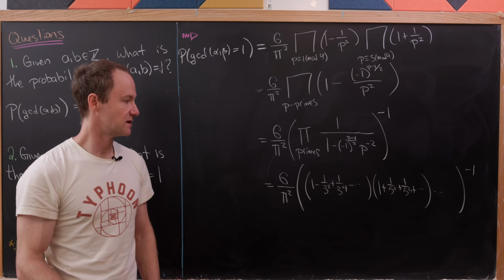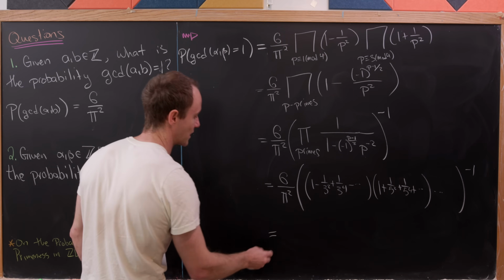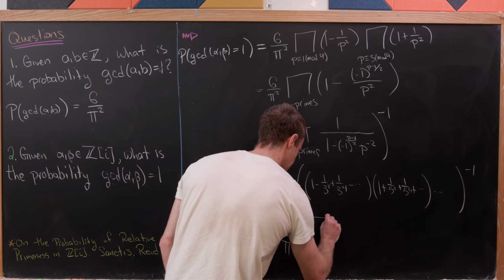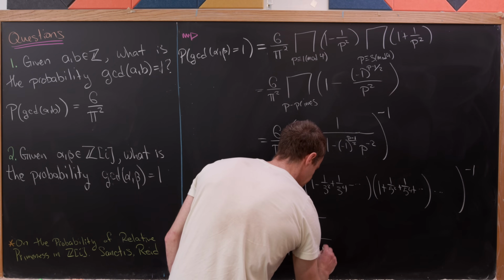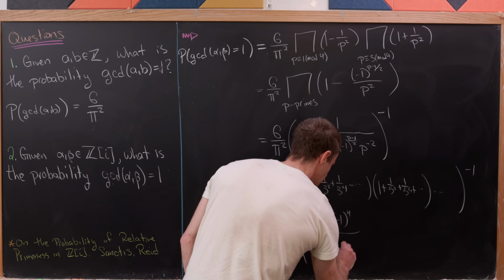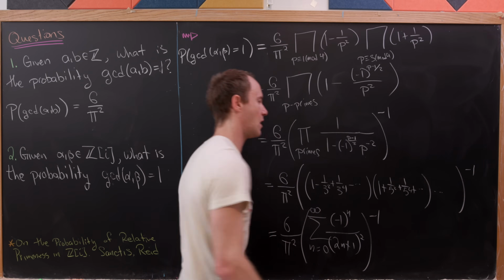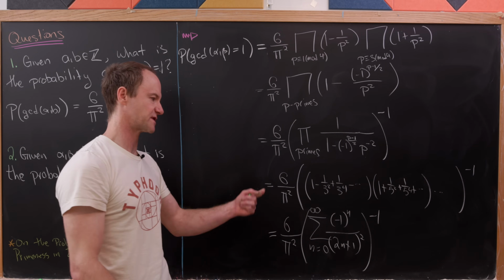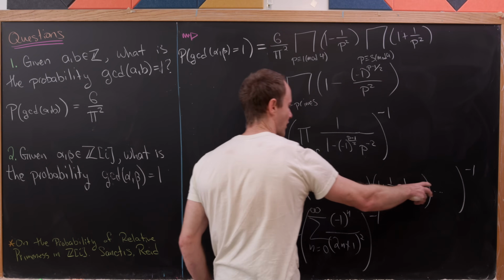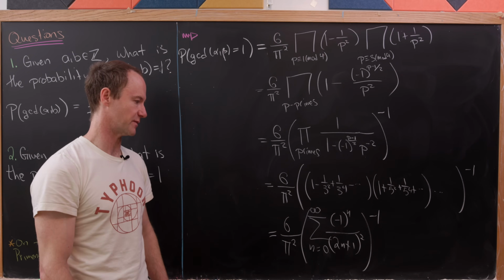Okay, nice. But now what we can see is if we multiply all of this out, we're going to get the following. So we're going to have 6 over pi squared, and then we're going to have the sum as n goes from 0 to infinity of (-1)^n over (2n+1) squared. And then that's all in the denominator, in other words, to the -1 power. So what's happening is that this product will turn into this sum.